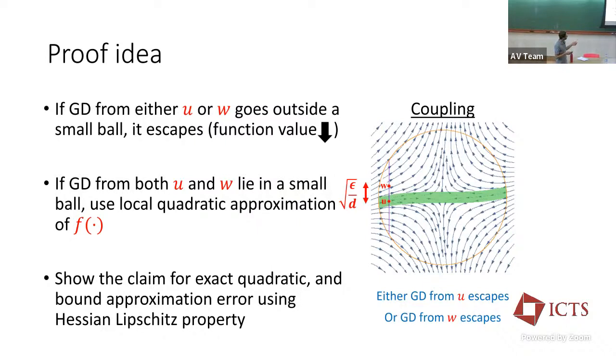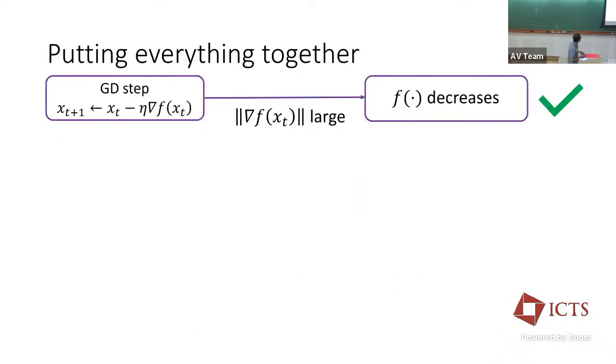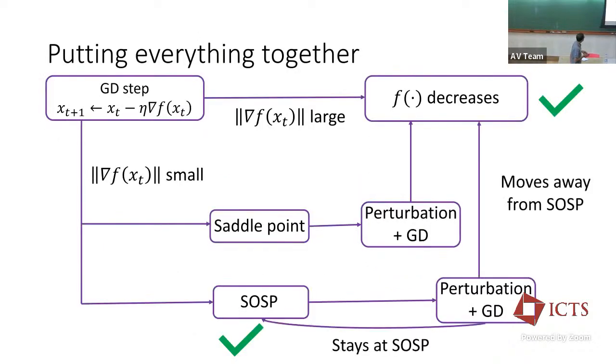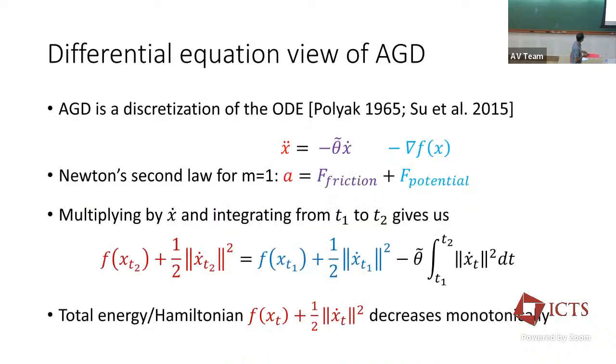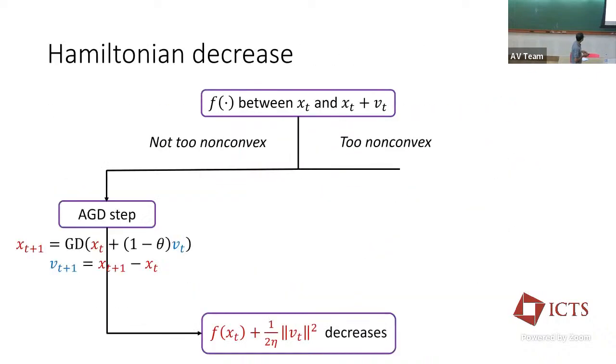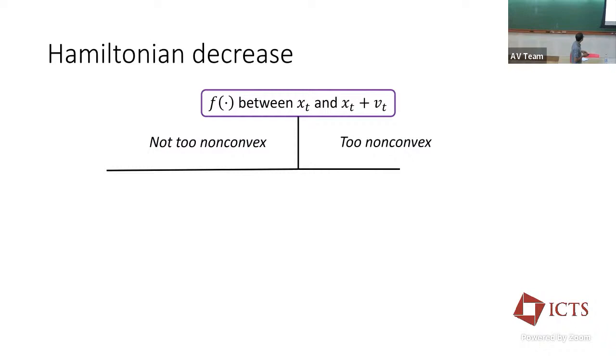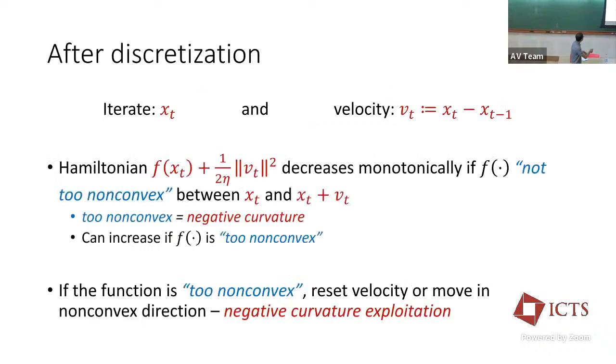If it does not have negative curvature, what we are saying is that the total Hamiltonian decreases. So you only have to care about non-convexity in that particular direction. The rest of the things may be non-convex, maybe not, but it doesn't matter for this purpose.